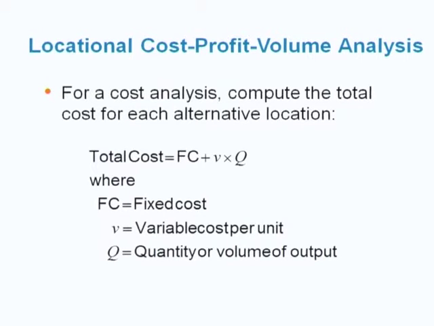For a cost analysis, compute the total cost for each alternative location using the equation: total cost equals fixed cost plus variable cost times quantity. FC represents fixed cost. V represents variable cost per unit. And Q represents quantity or volume of output.